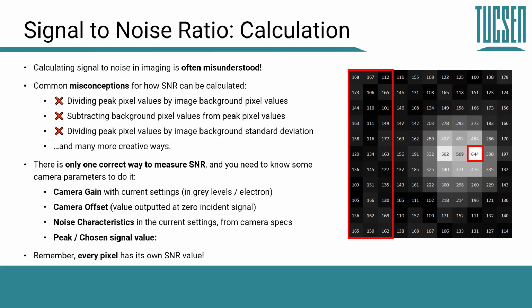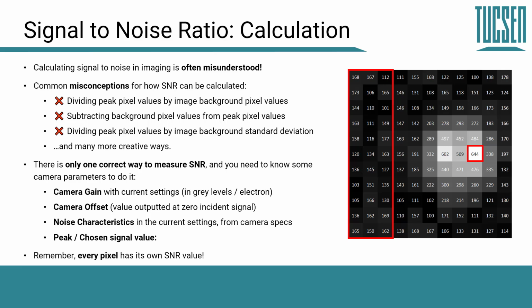And typically, we'll calculate this based on the peak value of the signal within an object of interest. And that might not be the brightest point in the entire image, that might be just the part of the image that we're most interested in, or sometimes we might take an average across a small area of the bright signal from our object of interest.